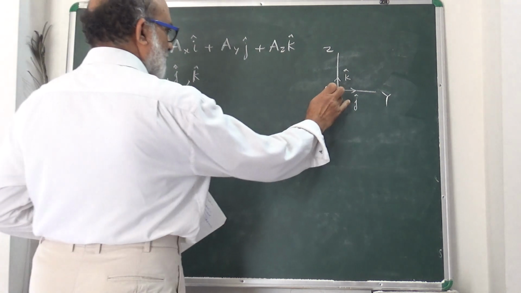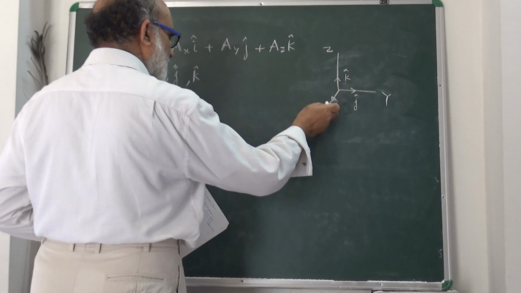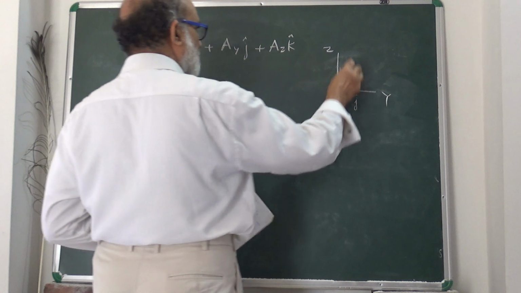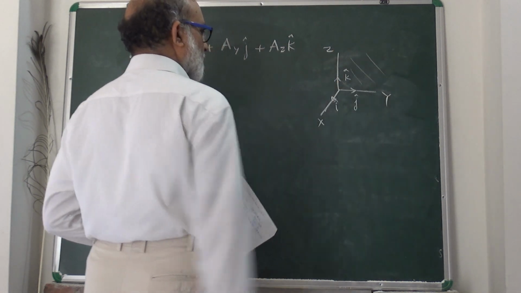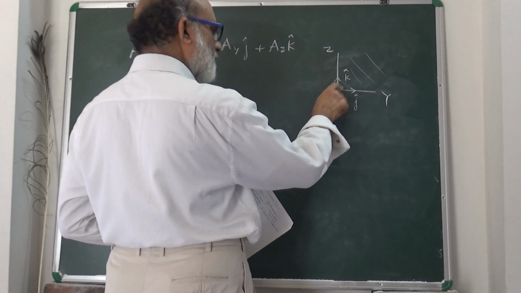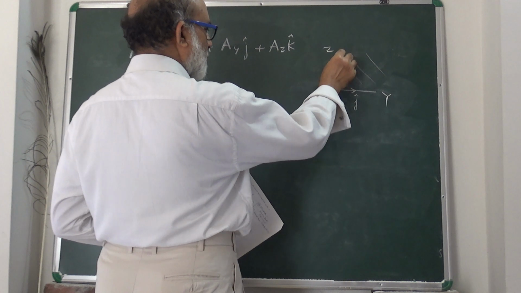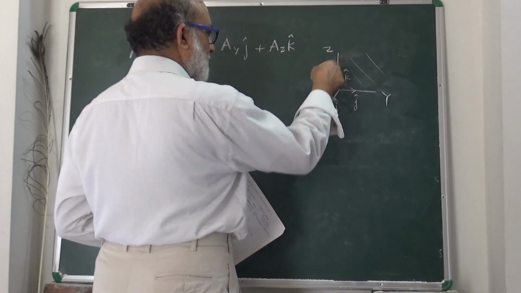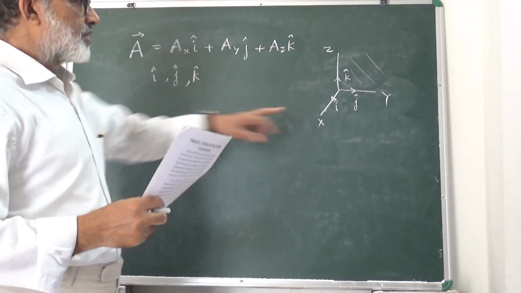Here i is tangent to the x-axis as well as perpendicular to the base formed by the YZ plane. Similarly, j is tangent to the y-axis and is perpendicular to the plane formed by the XZ coordinates.